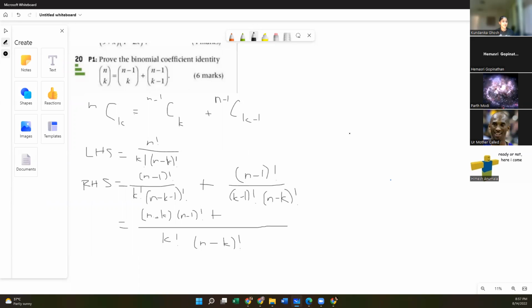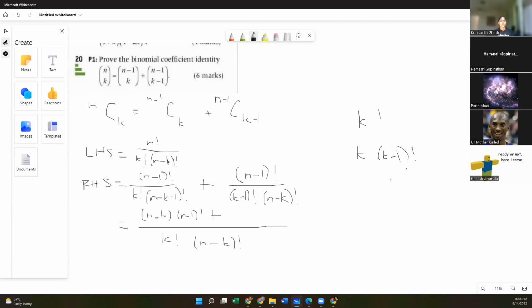Do you need to see it? Sometimes it helps. You have k factorial, right? Because if you have n factorial, you can rewrite that as n times n minus 1 factorial, we can rewrite this as k times k minus 1 factorial, right? So what do we multiply k minus 1 factorial by to get to k factorial? You multiply by k.